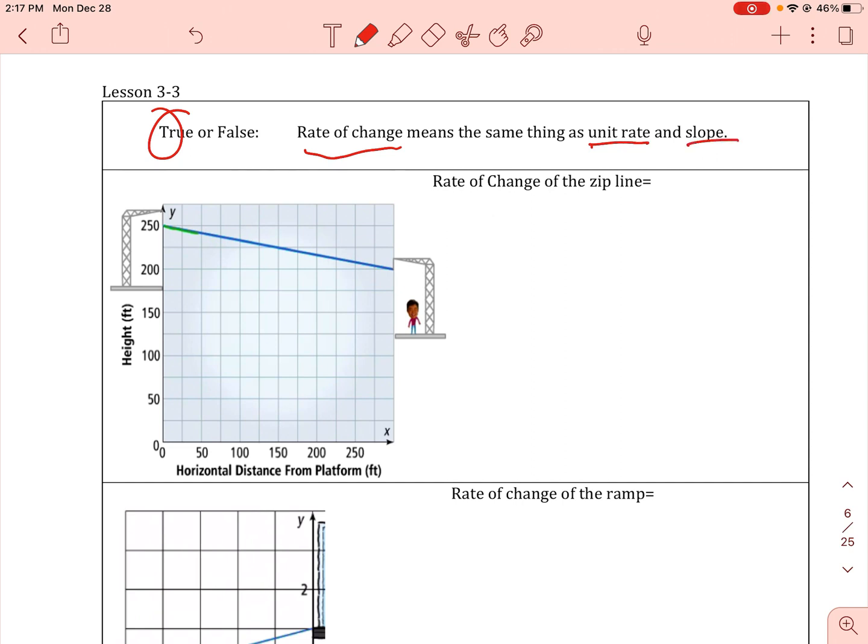So what is the rate of change of the zip line? What is my slope of this zip line? They mean the same thing. So we can use our multiple ways of finding slope, unit rate, rate of change. One, I see that I have the ordered pair 0, 250, and we know now that each ordered pair or coordinate has exactly one x and one y. And if you look, it intersects nicely right there.